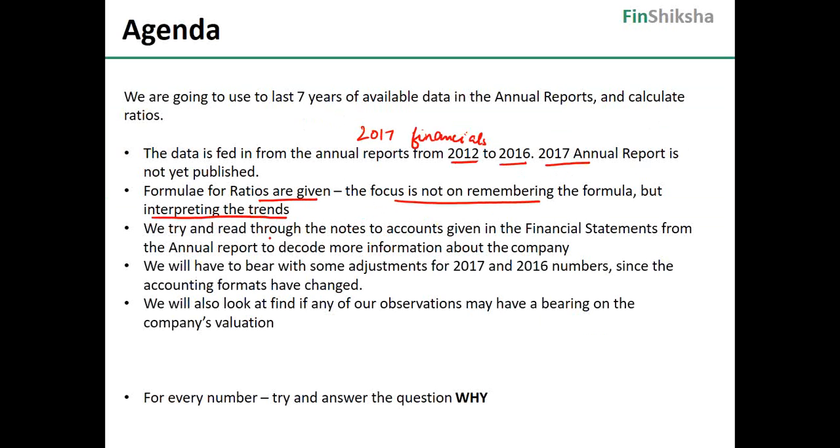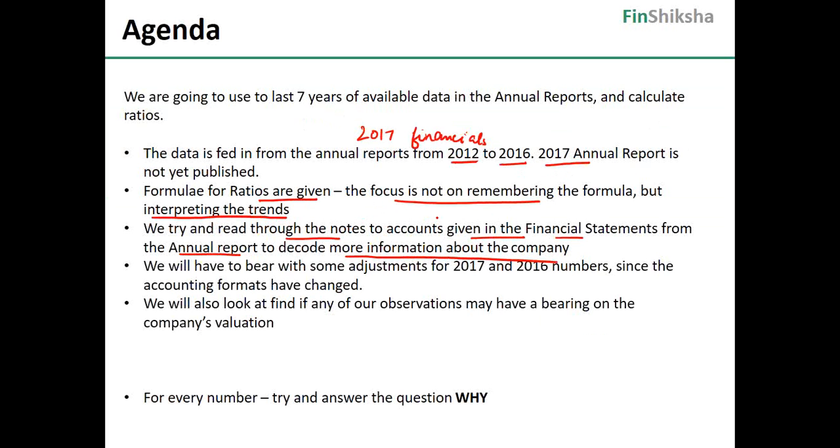Right? We will try and read through the notes to accounts given in the financial statements of the company, the annual report, to decode more information about the company. So not just these numbers. When we look at these numbers and we try and gauge why the numbers are moving, then we will need some support or some understanding from the annual report of the company till the years it is available, and we'll try and gauge some data points from that and probably adjust some of the numbers based on the definitions that we may be aware of using our textbooks.